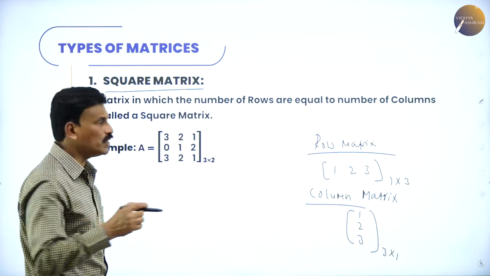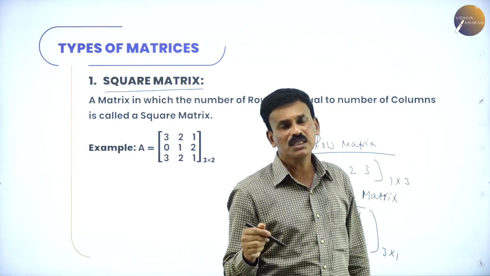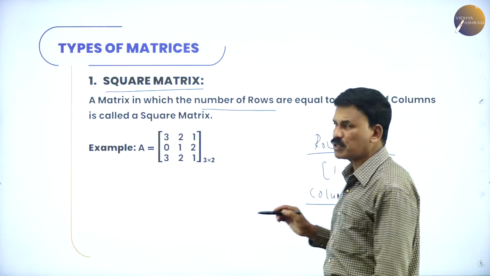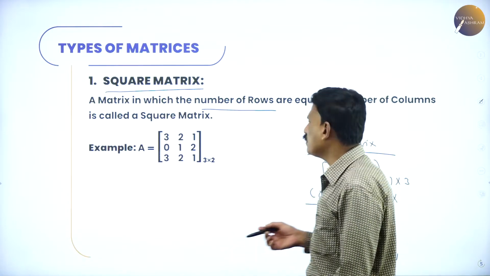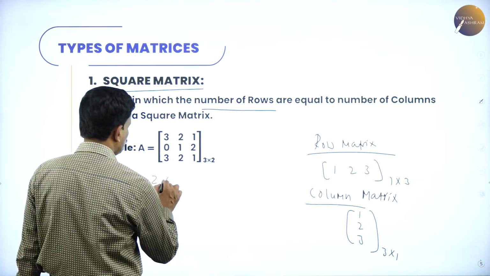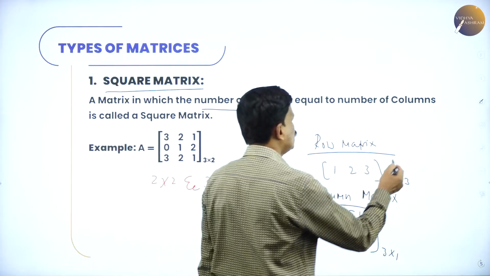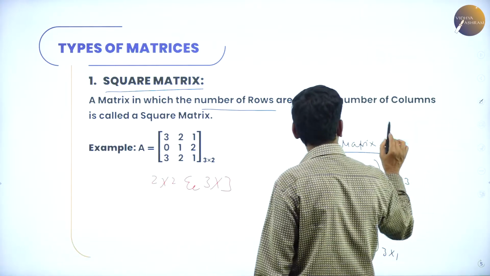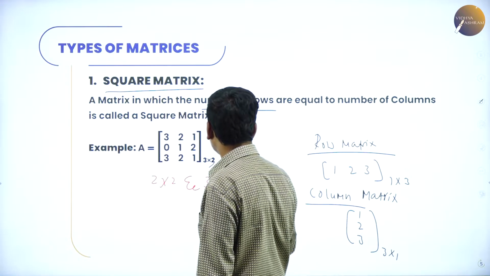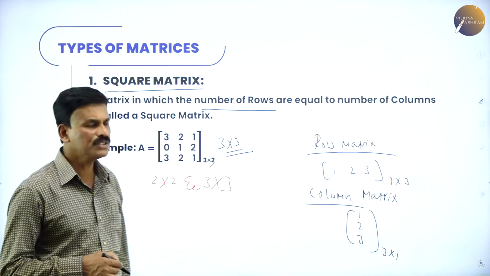Now let us come to the square matrix. What is a square matrix? Square means same. The number of rows is equal to number of columns. A matrix in which the number of rows is equal to number of columns is called a square matrix. Usually square matrices of order 2 rows and 2 columns, 2 into 2 and 3 into 3. This is a square matrix of order 3 rows and 3 columns: 3, 2, 1, 0, 1, 2, 3, 2, 1. This is a square matrix of order 3 rows and 3 columns.